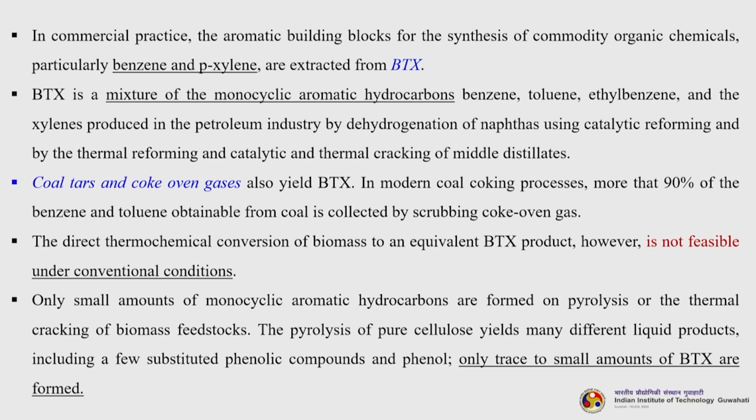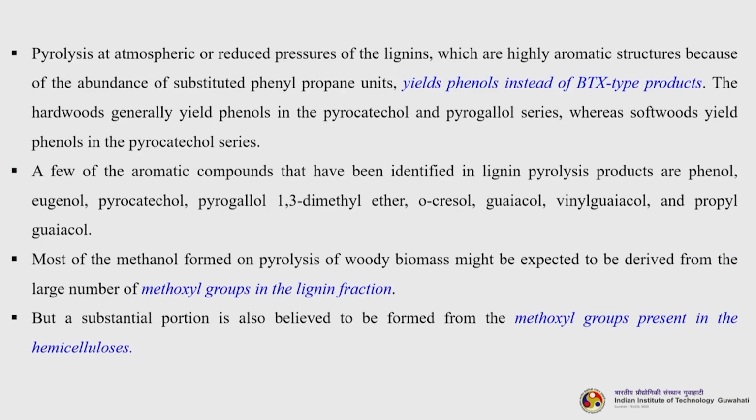Only a small amount of the monocyclic aromatic hydrocarbons are formed on pyrolysis or the thermal cracking of biomass feedstocks. The pyrolysis of pure cellulose yields many different liquid products, including a few substituted phenolic compounds and phenol, but only trace to small amounts of BTX are formed. Pyrolysis at atmospheric or reduced pressure of the lignins, which are highly aromatic structures because of the abundance of the substituted phenyl propane units, yields phenols instead of the BTX type of products. The hardwoods generally yield phenols in the pyrocatechol and pyrogallol series, whereas softwoods yield phenols in the pyrocatechol series.